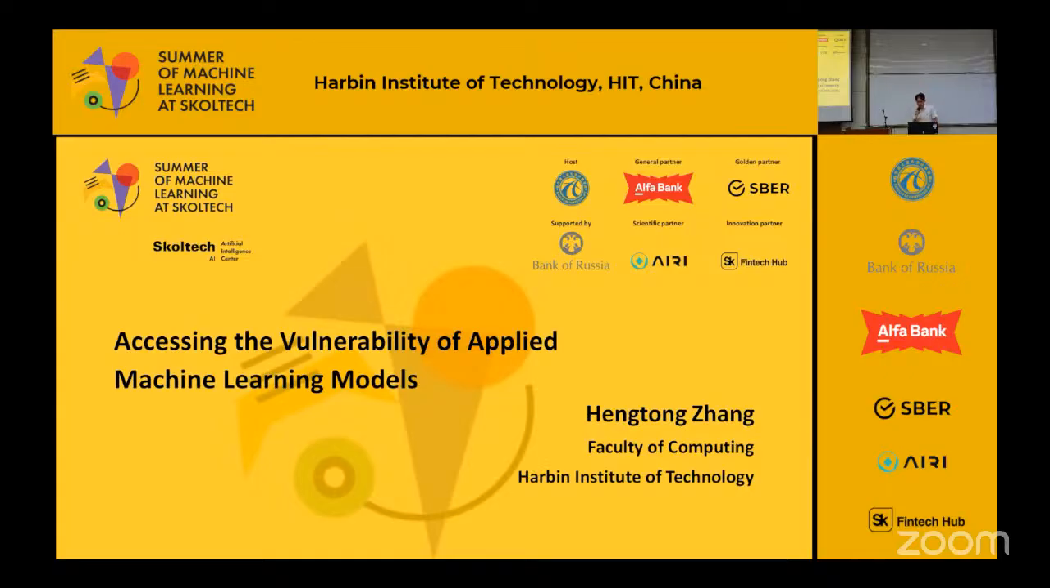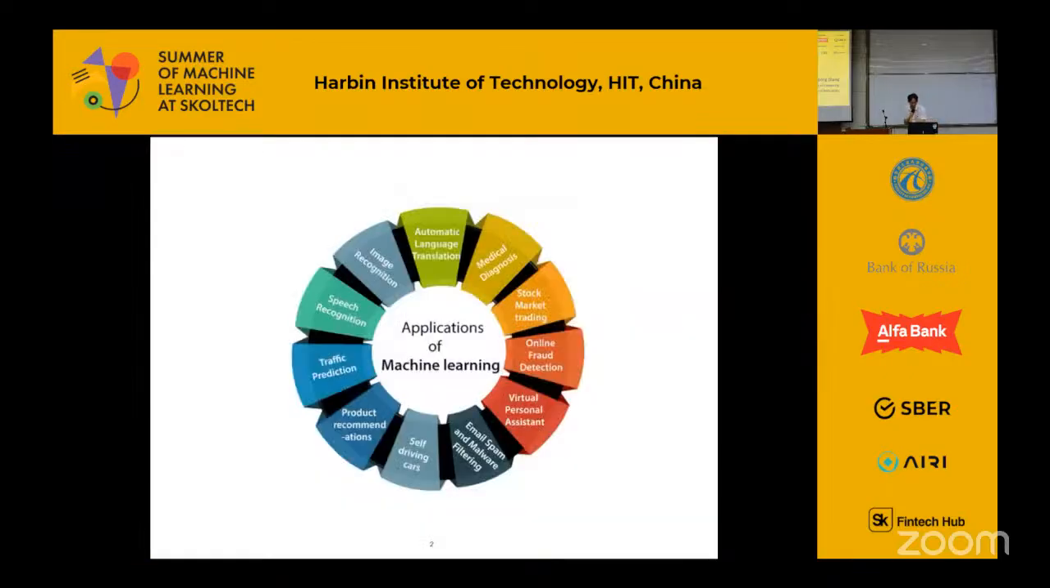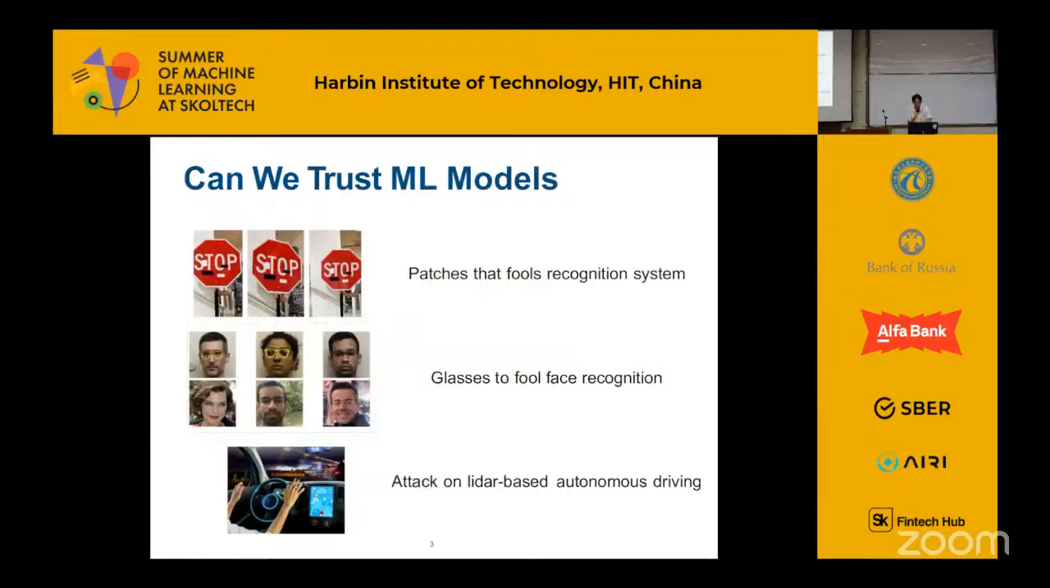Firstly, let's see the application of machine learning models, which is various. I do not need to describe this much because everybody knows it has been used in almost all fields. But there is a question: can we really trust machine learning models? Here are three examples.